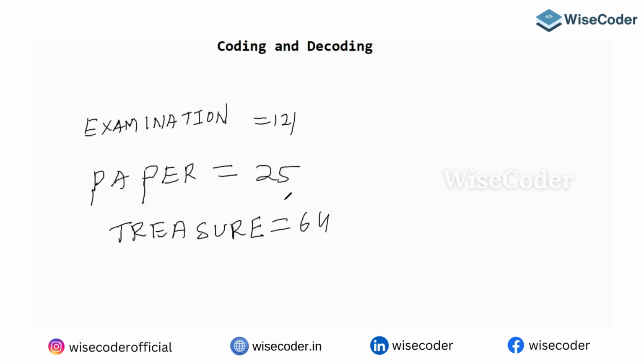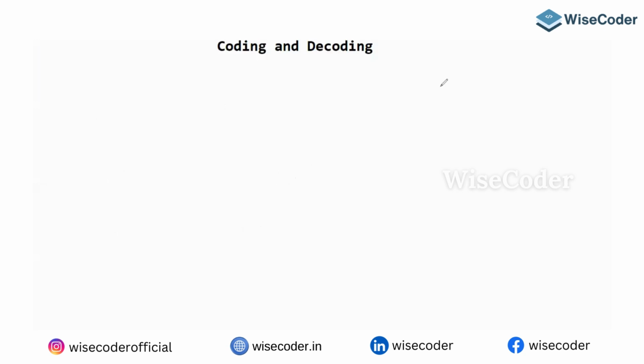We'll try to explore coding and decoding. Before going to coding and decoding, you should know a few facts. From A to Z, there are 26 alphabets. The first alphabet is A and the last alphabet is Z. The cycle will repeat.